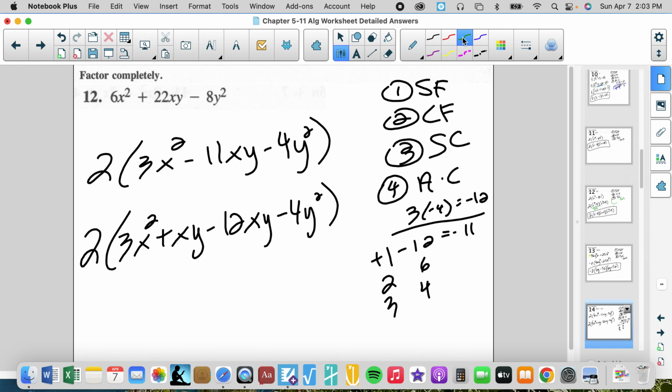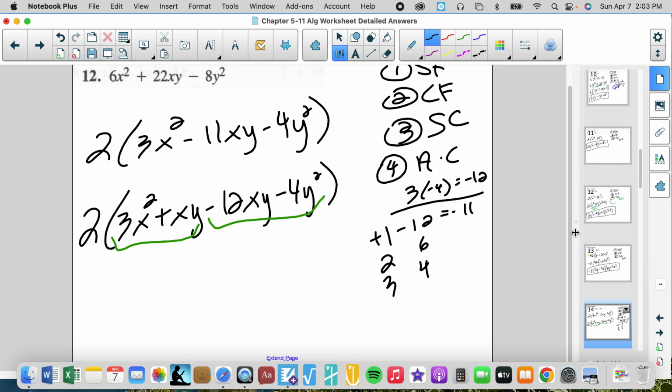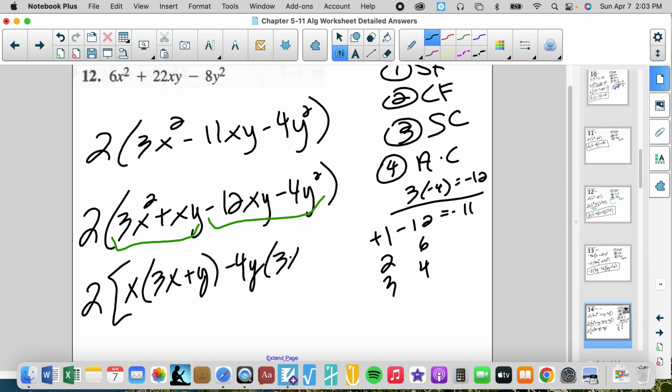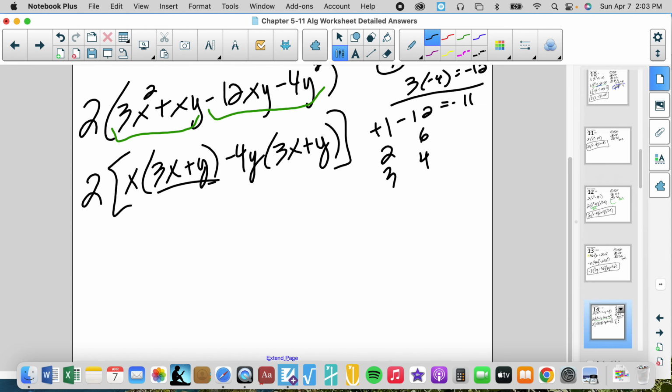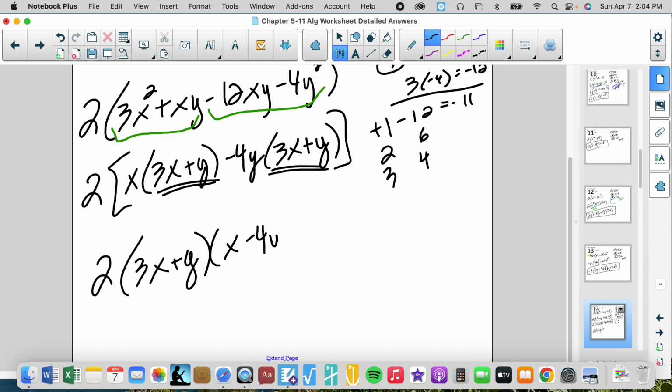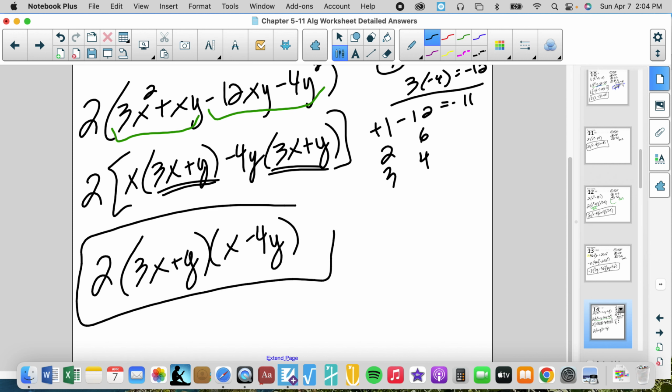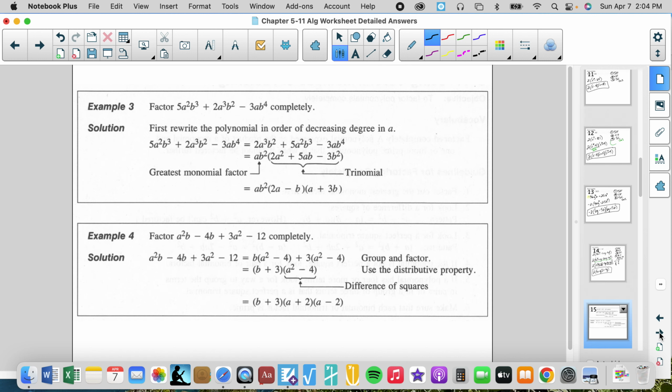Let's group. 2 times the quantity, we're going to factor out an x, which gives us 3x plus y. We're going to factor out a negative 4y. That gives us 3x plus y. And we did it correctly because these are the same, which is important. So you get 2 times the quantity, 3x plus y, x minus 4y. Let's make sure we can't factor any further. And that's good. We are done.